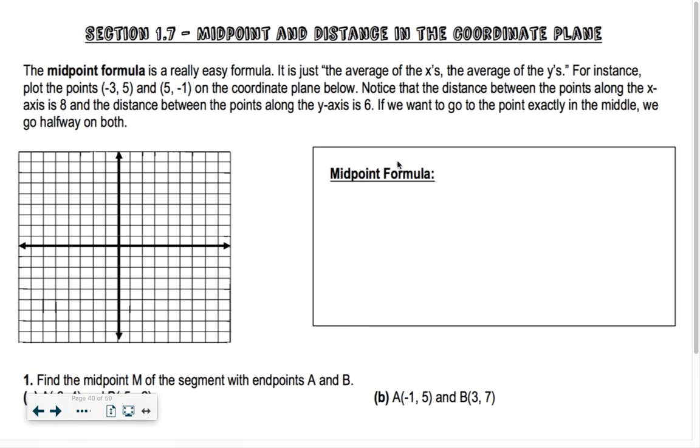1.7 is on the midpoint and distance formula. So I don't think that these two formulas are too hard to memorize, but you have to kind of know the process that's leading to these formulas. So we're going to talk a little bit about where these formulas come from.